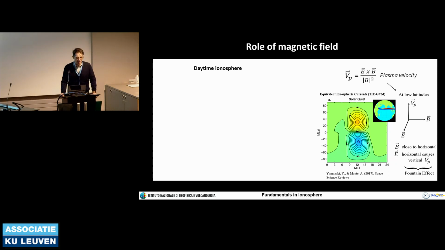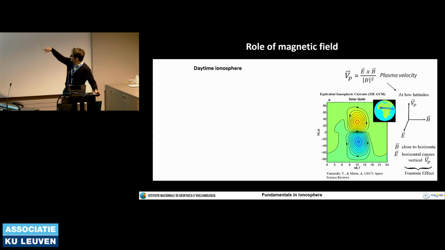The magnetic field is horizontal and the electric field now is directed in the east-west direction. It is mainly created by the neutral winds that act in this way. You will see here the latitude as a function of the magnetic local time, so it's a kind of local time. And it creates this current system.